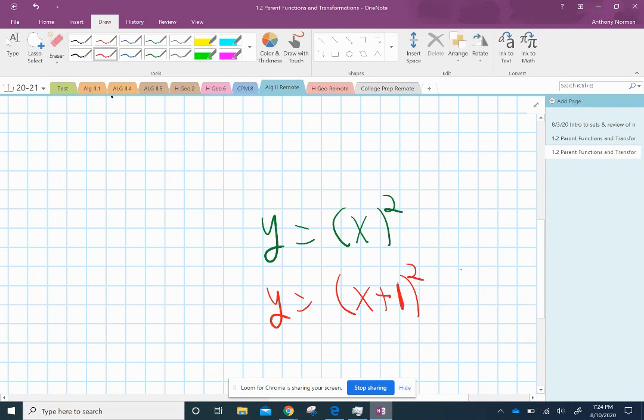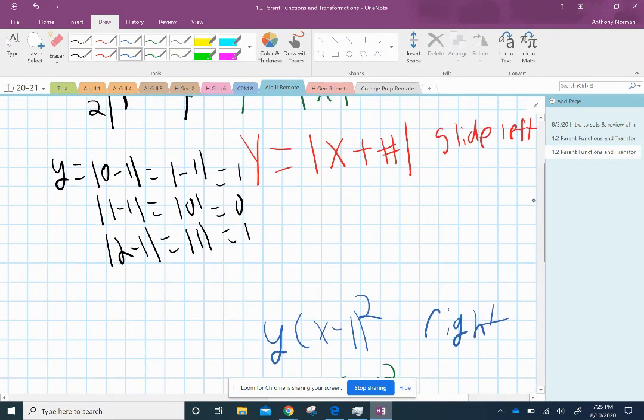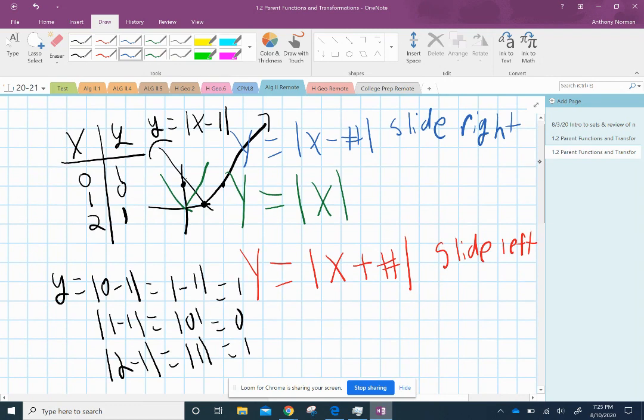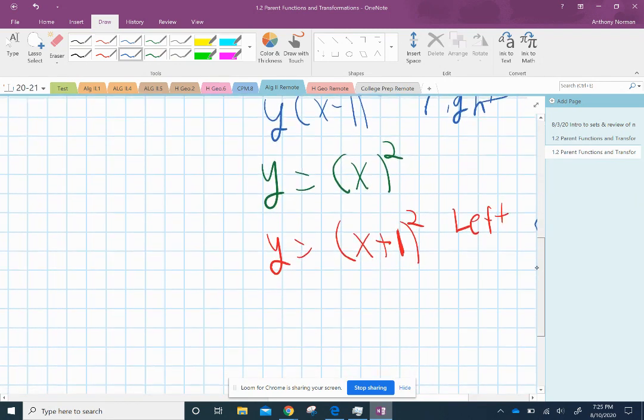So now, from our rule earlier, when you add to the inside, when you go positive on the inside, you're going to go left. Here, y equals x plus 1 squared, always in the parentheses. If we put it outside of the parentheses, we're shifting up and down. Put it in the parentheses, we're shifting left and right. So earlier on the absolute value, which one did I show you in the table? I showed you minus 1 went to the right, so I'm going to show you that plus 1 goes to the left.